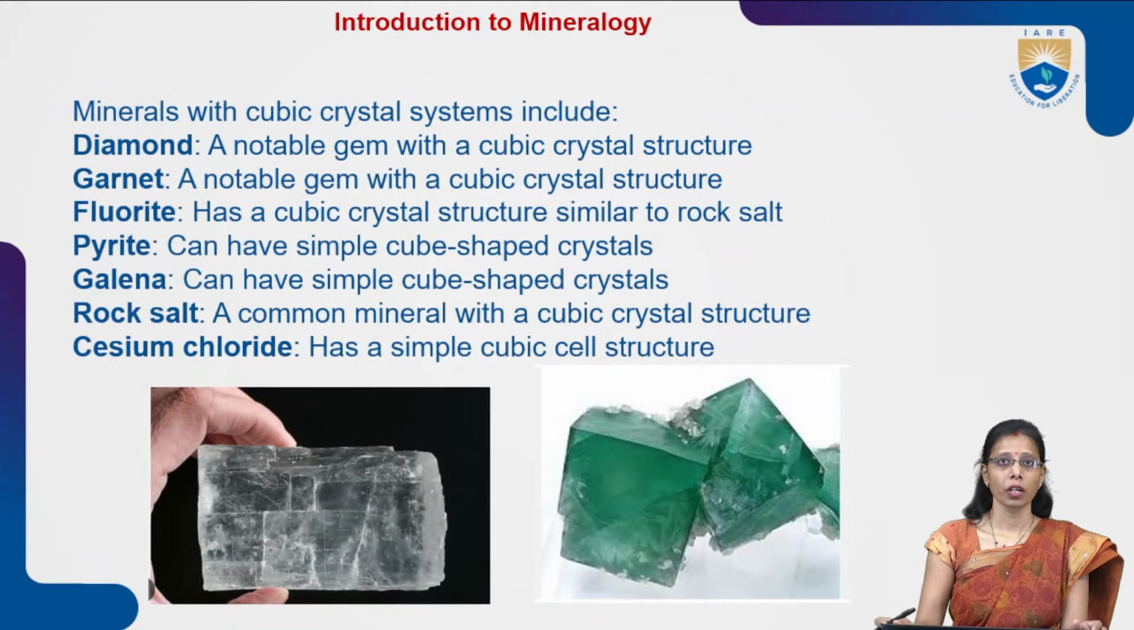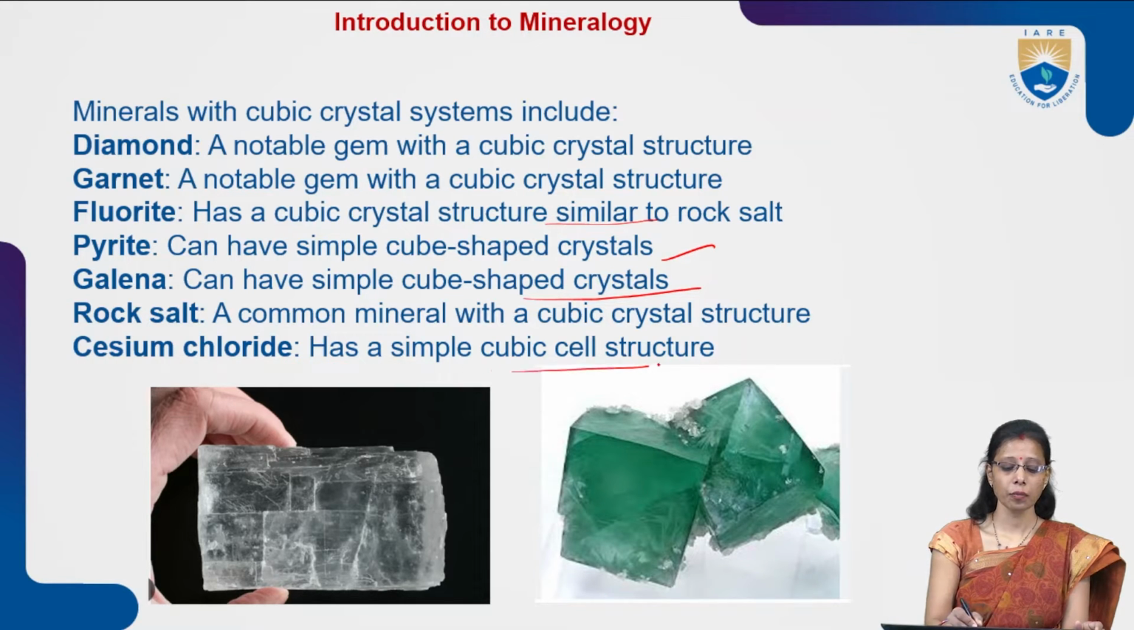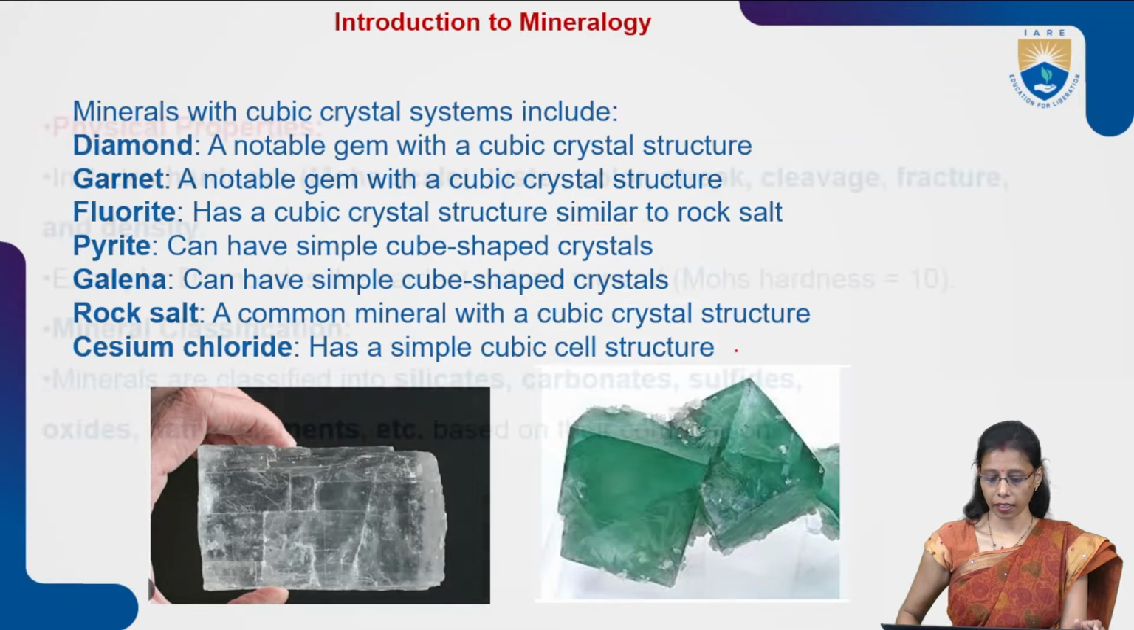Now minerals with cubic crystal systems include diamond, garnet, a notable gem with a cubic crystal structure, and fluorite, which has a cubic crystal structure. Similar to rock salt, pyrite can have simple cube-shaped crystals, and galena can have simple cube-shaped crystals. Rock salts are common minerals with a cubic crystal structure, and cesium chloride has a simple cubic structure like this.